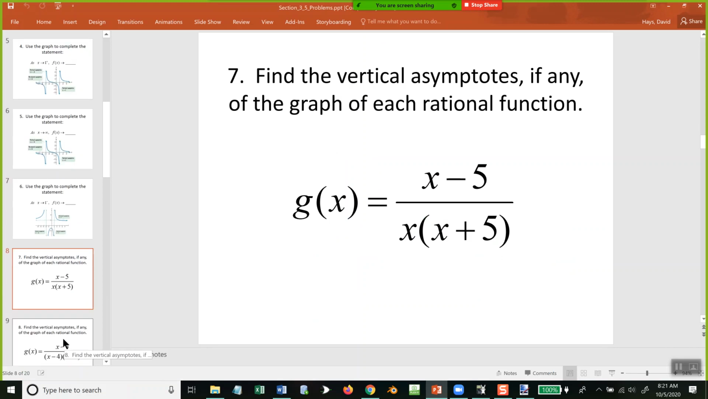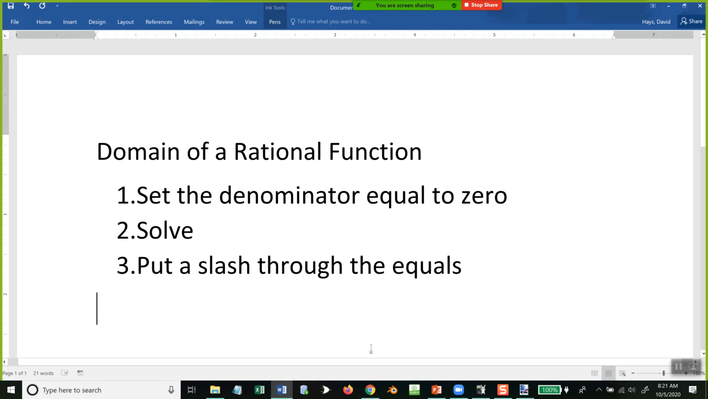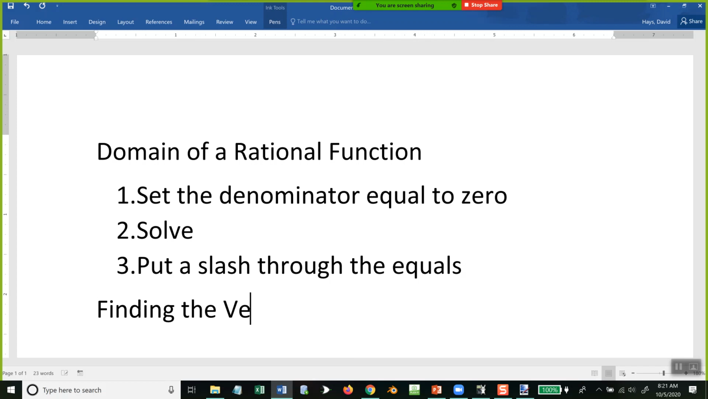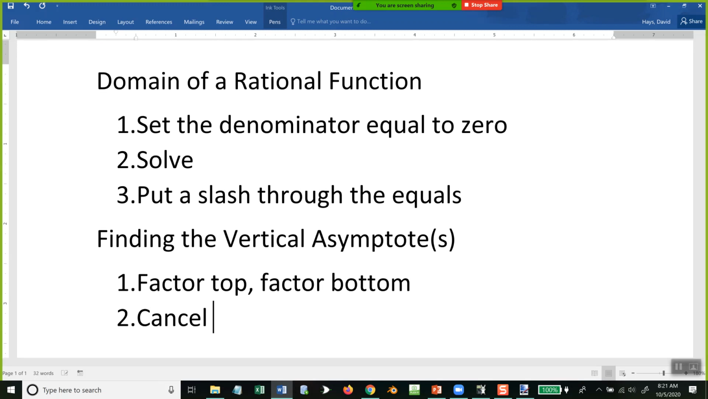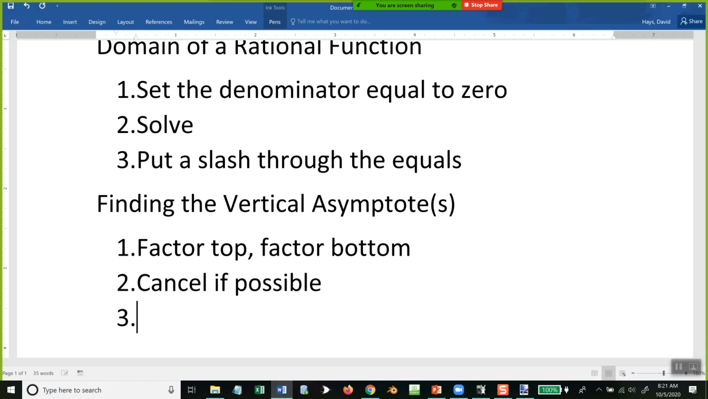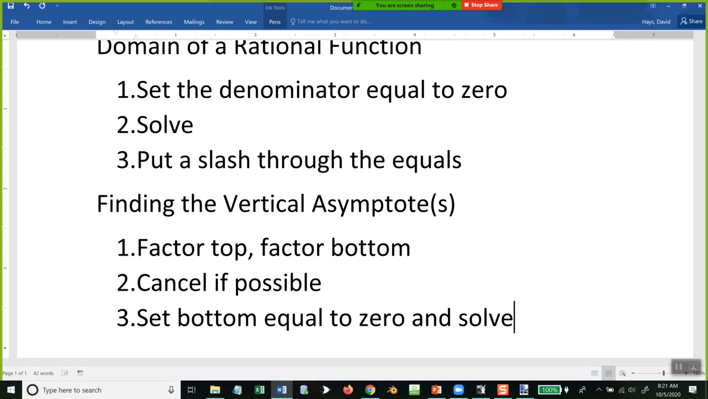Now these next problems ask us to find a vertical asymptote. Finding the vertical asymptotes. I'll put an S on there because you can have more than one. Step 1, factor the top, factor the bottom. Step 2, cancel if possible. Step 3, set the bottom equal to 0, and solve.